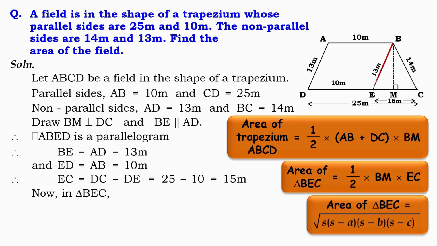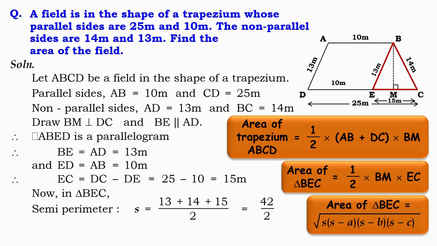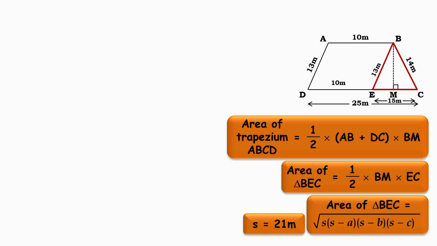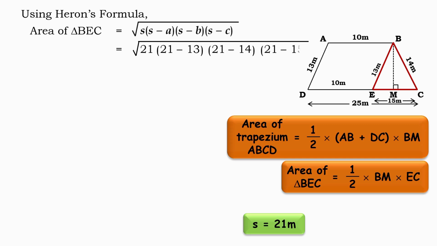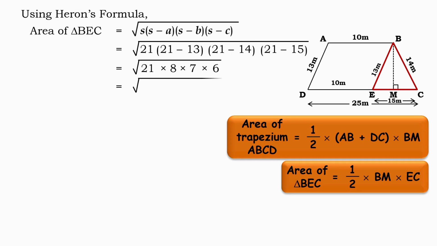So now apply it. In triangle BEC, what will be the semi-perimeter S? That is half of 13 plus 14 plus 15, which is coming 21 meter. Now put these values: S into S minus A, into S minus B, into S minus C. So 21 into 21 minus 13, 21 minus 14 and 21 minus 15. So 21 into 8 into 7 into 6.